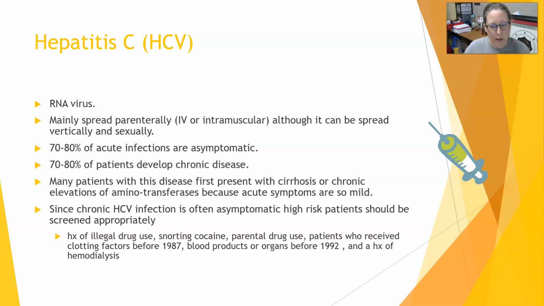So who are the high-risk patients? There are patients that have a history of illegal drug use, a history of snorting cocaine. They have parenteral drug use, patients who received clotting factors before 1987, blood products or organs before 1992, which is when they started to screen for hepatitis C, and a history of hemodialysis.